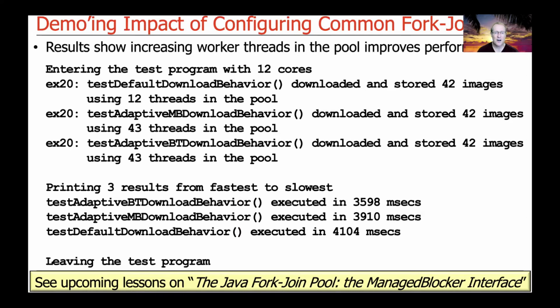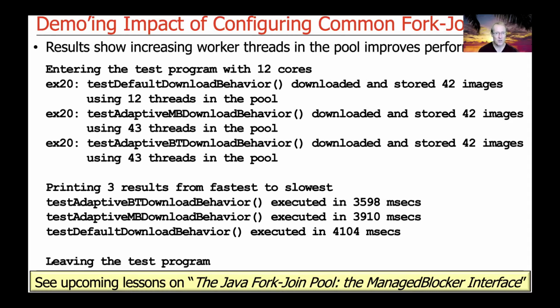As you can see here, it's going to go ahead and run 3 different strategies. The first is just a default behavior that'll download and store 42 images using the 12 threads that were in the pool by default. And then the other 2 models are going to use this ManagedBlocker mechanism we've talked about to adaptively increase the size of the common fork join pool. So these other 2 models will download 42 images using 43 threads in the pool, because the pool is going to be expanded as the program runs.